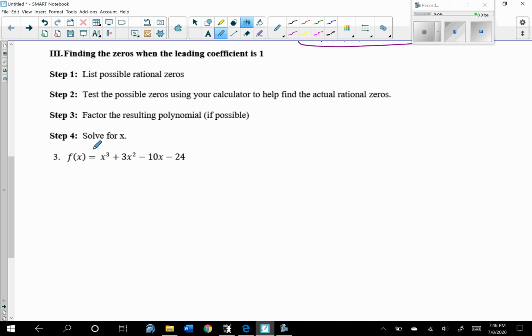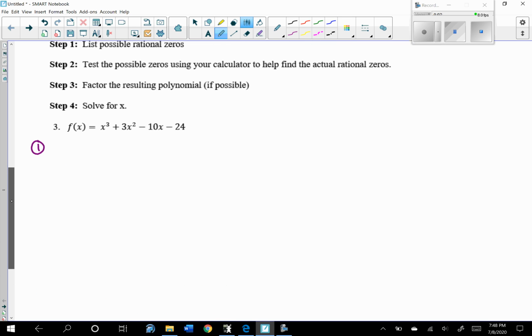So for these, we're going to find all the zeros of this polynomial equation, and we want to find the exact answers. So for this, we have x cubed plus 3x squared minus 10x minus 24. So the first step is to list the possible rational zeros. So we want to do the same steps that we were just doing.